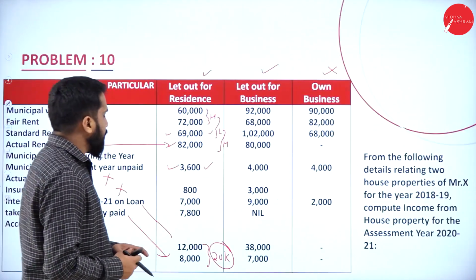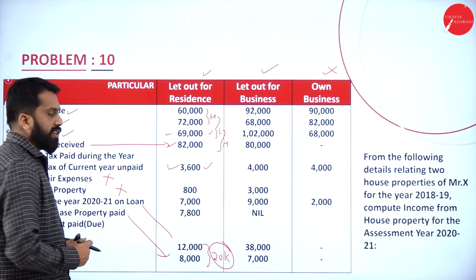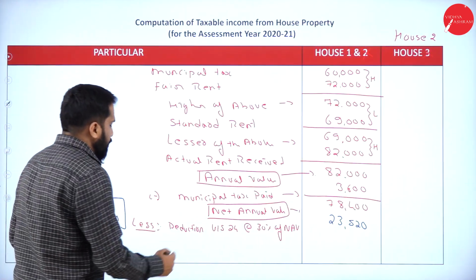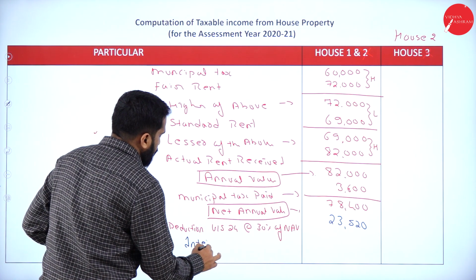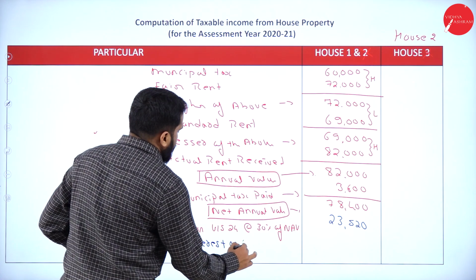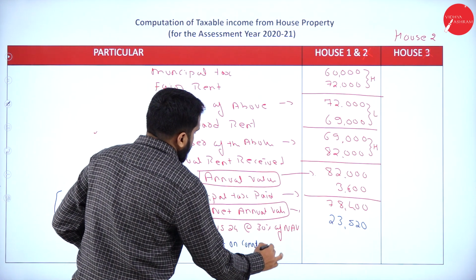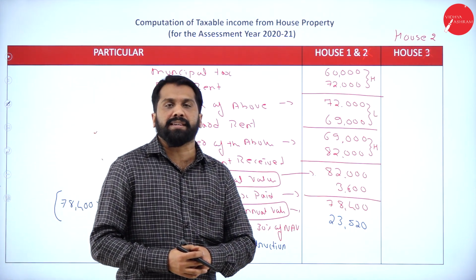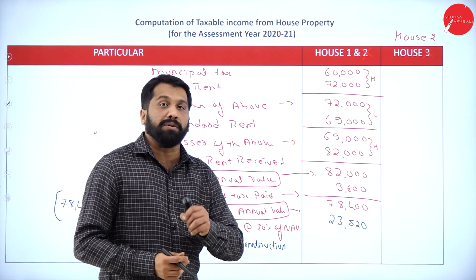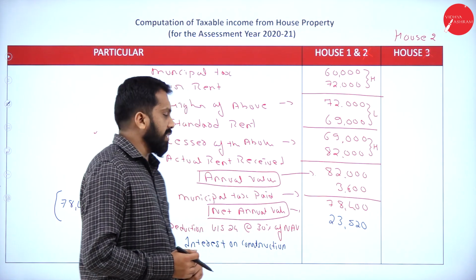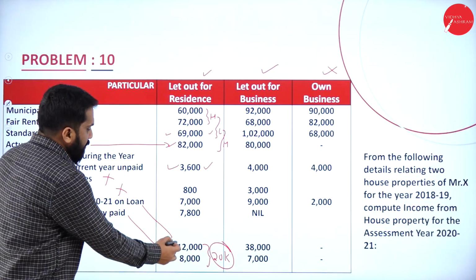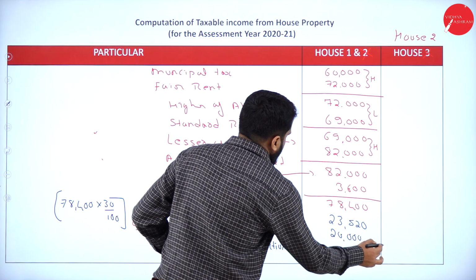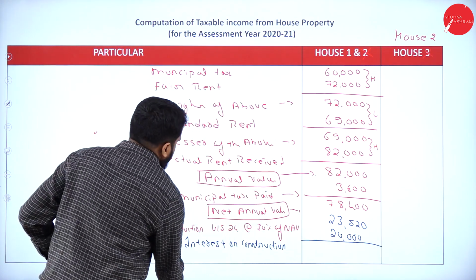Now again I'll go back to your question. As per this, what is your interest part? 12 plus 8, we have 20,000. Now just take interest on construction. So what is the limit of interest? Remember, up to 2 lakh you can consider the interest portion. Up to 2 lakh you can claim it as a deduction. Now how much do we have? We have 12 plus 8. It is around 20,000. So we are supposed to deduct these two.